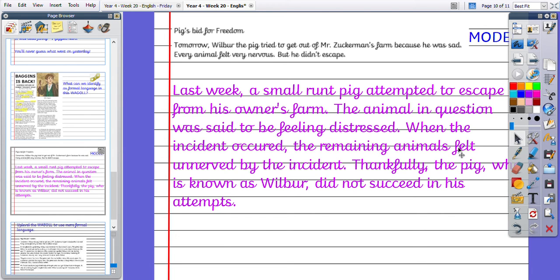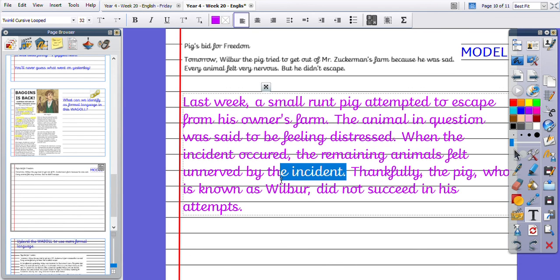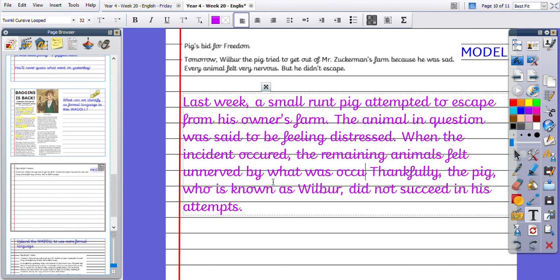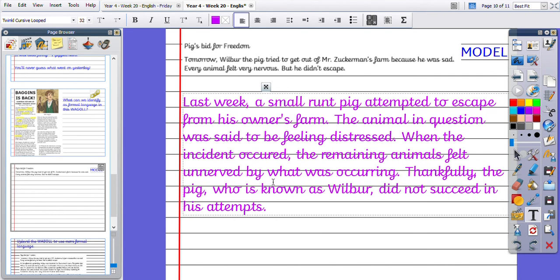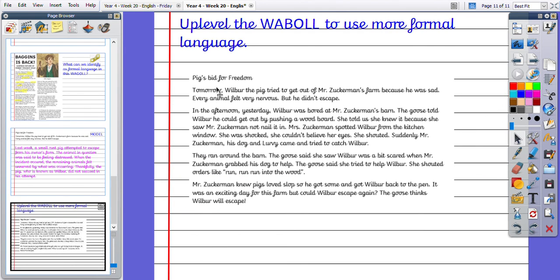Oh, so I've repeated myself there, okay? So when the incident occurred, the remaining animals felt unnerved by what was occurring. Thankfully, the pig, who is known as Wilbur, did not succeed in his attempt. Okay, so I've up-leveled from informal to formal. So now it is your turn. We have begun together, so we have done the first 2 lines together, up-leveling. So now you are going to continue to up-level this entire piece of journalistic writing. Okay, this is your final task, up-leveling the wabble in your book using formal language. Off you go, year 4.